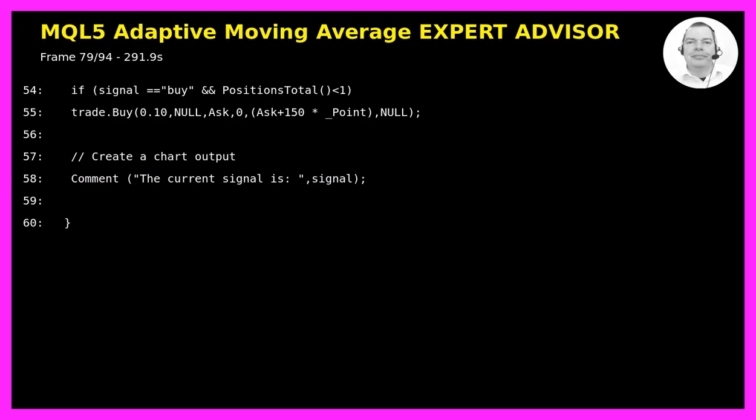We go back to MetaEditor by pressing F4 or clicking on the icon. Back in MetaTrader, we press Ctrl and R to start the strategy tester, pick the expert advisor that we have just created, enable the visual mode and start a strategy test. Then we should see the expert advisor on the chart.